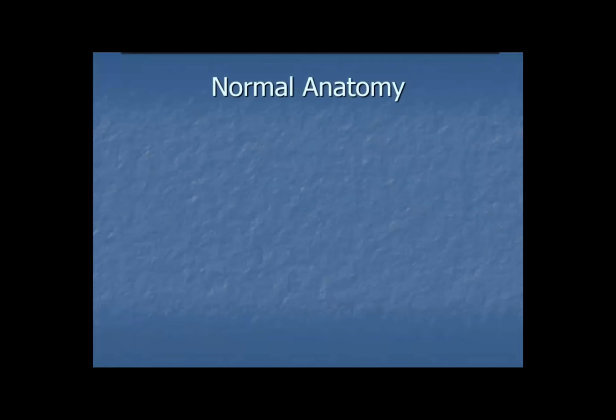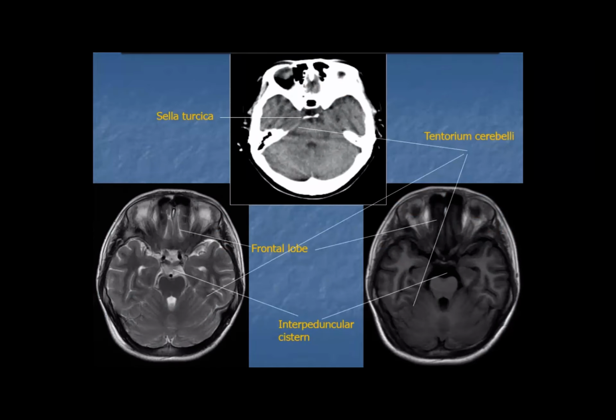Normal anatomy. The normal anatomy of the brain is somewhat easier to understand with CT than MRI. In the posterior fossa, the fourth ventricle appears as an inverted U-shaped structure, like all cerebrospinal fluid (CSF) containing structures. It normally appears black. This is the fourth ventricle, and here is the tentorium cerebelli, and here is the interpeduncular cistern. Here is the frontal lobe.